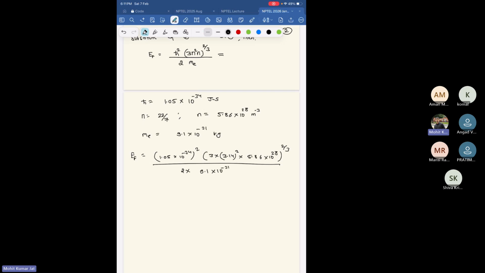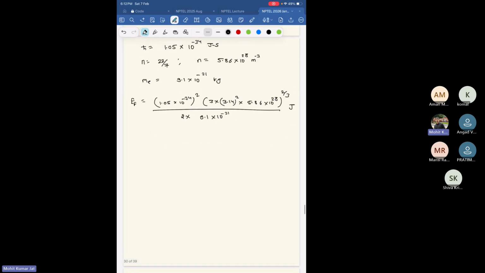And let's now take the dimensions also. If you see, the dimension of this will be in the form of joule, right? Because the others will cancel out. And in that case, if you do a bit of mathematics to evaluate the numbers, you will get EF to be 8.798 into 10 power minus 19 joule. So this is in joule, right? It's a very small number. That's why in metals, this Fermi energy comes roughly 10 to the power minus 19 joule.